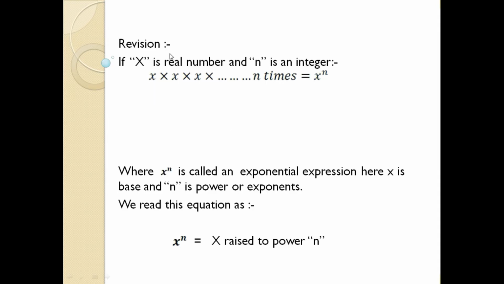Here we will just revise it. If x is a real number and n is an integer, what will we call this? See this x into x, n times, that will be x raised to n. This x raised to n is an exponential expression. Here x is a base and n is a power or exponent. Understood? And how will we read this? x raised to power n.